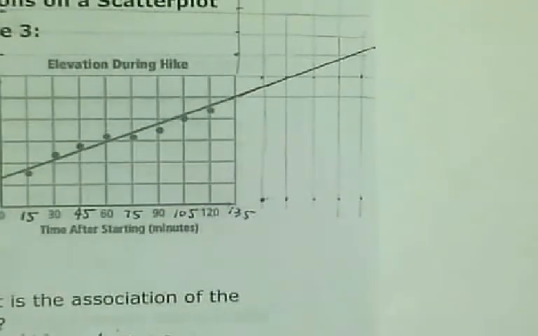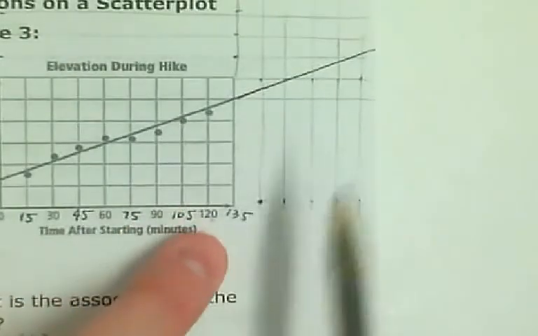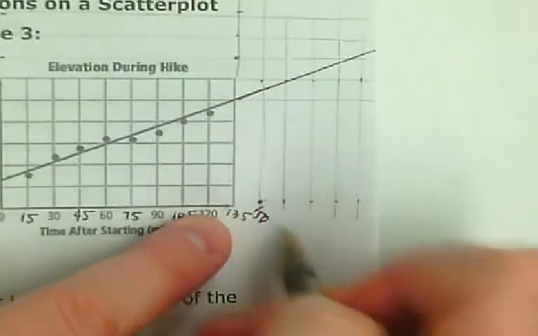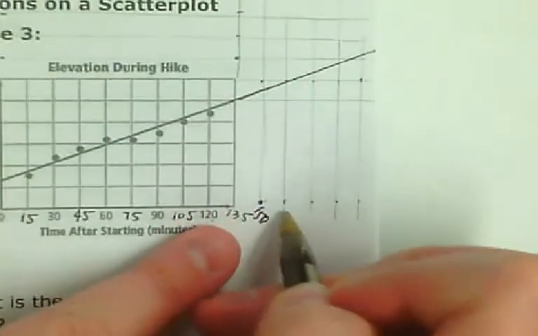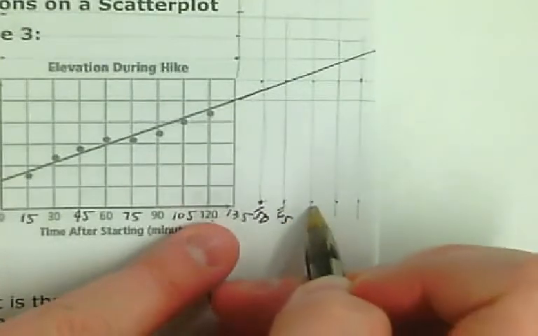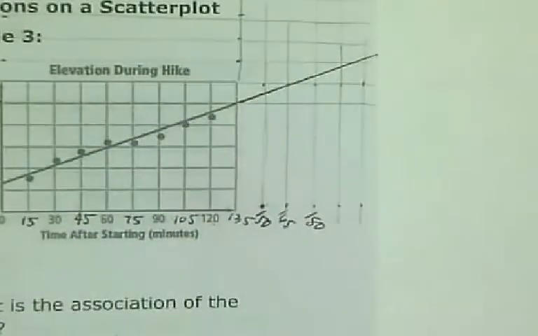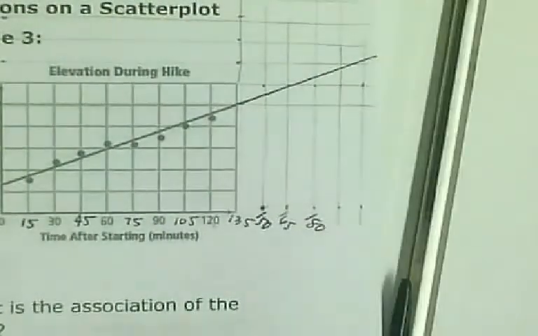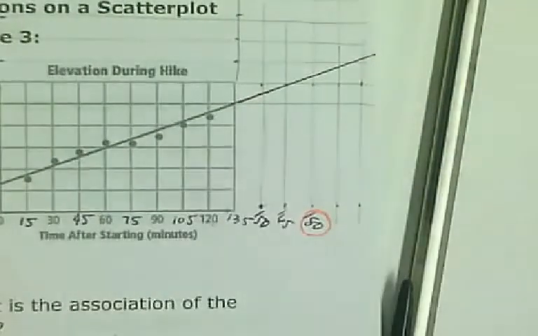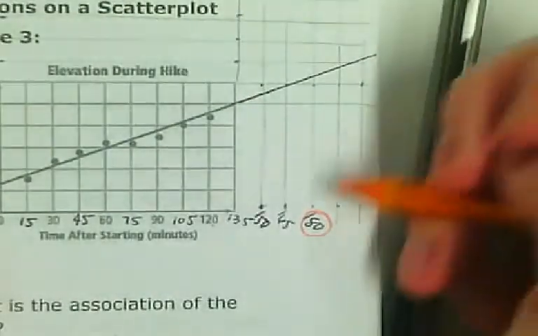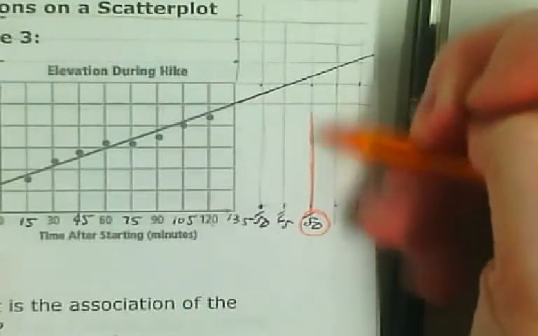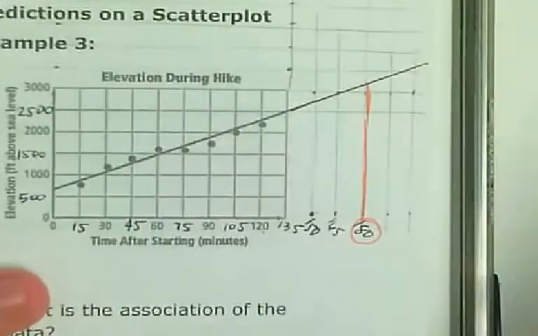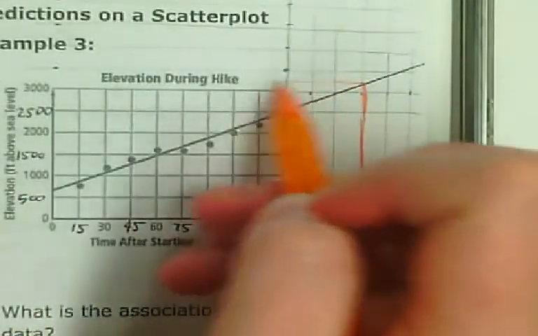Alright, so we know that this is 120. We need to get to 180. 135. So the next one would be 150. 165, and then 180. Okay, so that's my goal right here. I need to get to 180. So I'm going to trace that sucker up to my line, and then I'm going to trace that over.